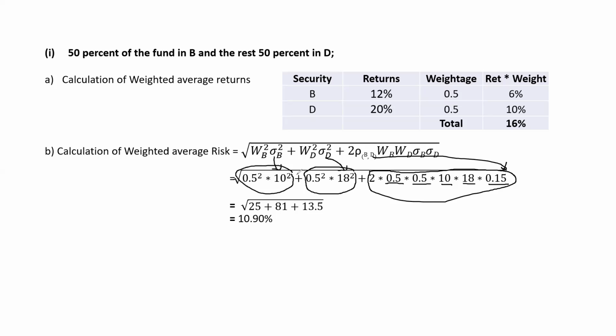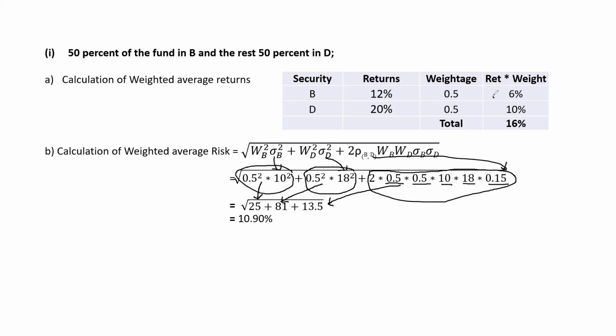So 10 square is 100 into 0.20 into 0.5 square, that is 0.25. So that would be 25. Second answer is 81. Third answer is 13.5. Then we'll add all the 3 terms, that is 25 plus 81 plus 13.5. Once we add all the 3 terms, we'll have to consider the square root of all the 3 terms together.